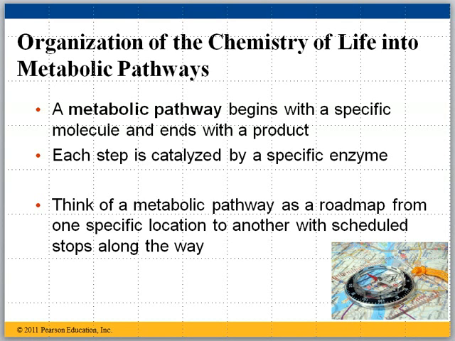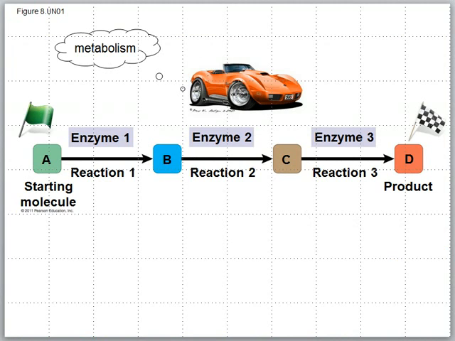We're going to find out what enzymes are coming up. I want you to think of a metabolic pathway as a roadmap from one specific location to another specific location with scheduled stops along the way. There may be 4 or 5 stops along the way, and each one of those stops is a reaction or a process that is catalyzed by a particular enzyme. Of course, I'm a Corvette fan, so I threw the little Corvette in here.